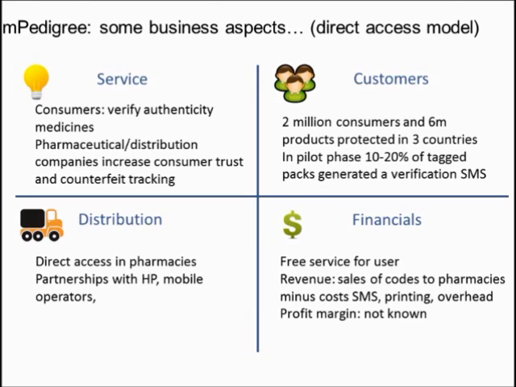What's in it for the consumers? I explained already. They can verify the authenticity of the medicines. And the pharmaceutical or the distribution companies, they increase the consumer trust in their brand, and they can do counterfeit tracking. Distribution is done by direct access for the consumers in the pharmacies, and they partner with companies like HP for the printing and with mobile operators. And then Pedigree is active actually in Ghana, Kenya, and Nigeria.